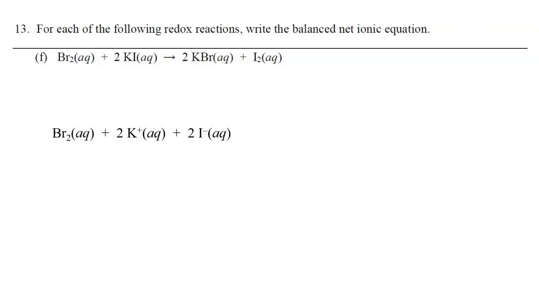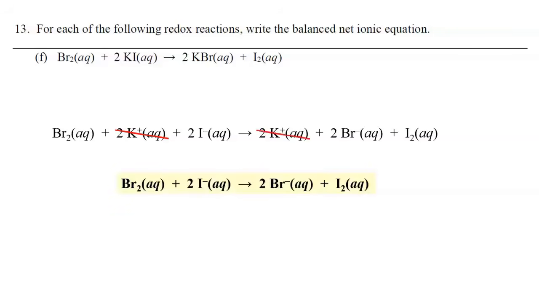Again, because of that 2 in front, it's going to split up into 2K plus and 2Br minus. And then finally, the molecule I2, that's covalent. We're not going to split that up at all, so no change. Once we cross off the potassium ions as spectator ions on both sides of the equation, what we are left with is our net ionic equation.